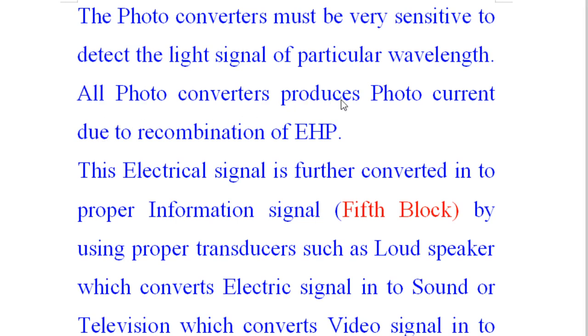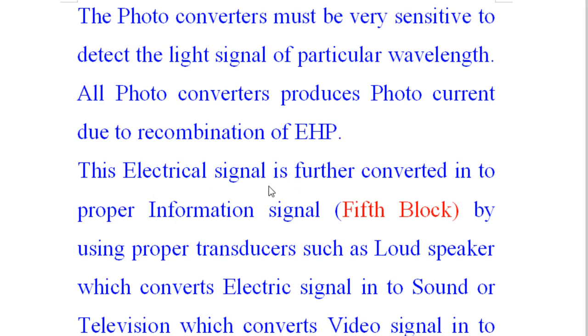All photoconverters produce photo current. All photoconverters, which I mentioned above four, produce photo current due to recombination of EHP. Due to recombination of EHP means what? Electron hole pair.